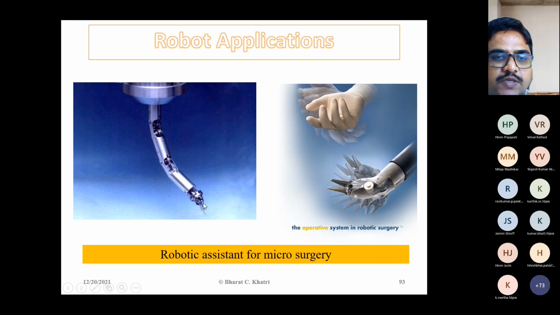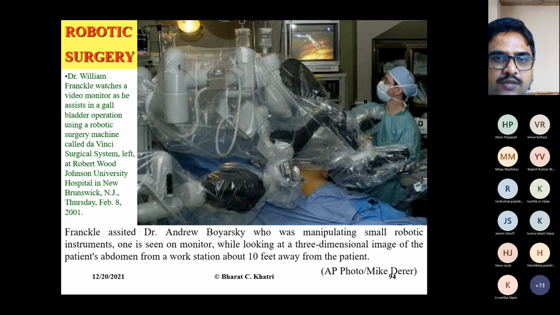Robotic assisted microsurgery. Robotic hands are used to do the surgery, microsurgery. Here you can see the human being, the patient, is there. The doctor is standing near that computer. He is giving signals to this robot, which is doing the operation.